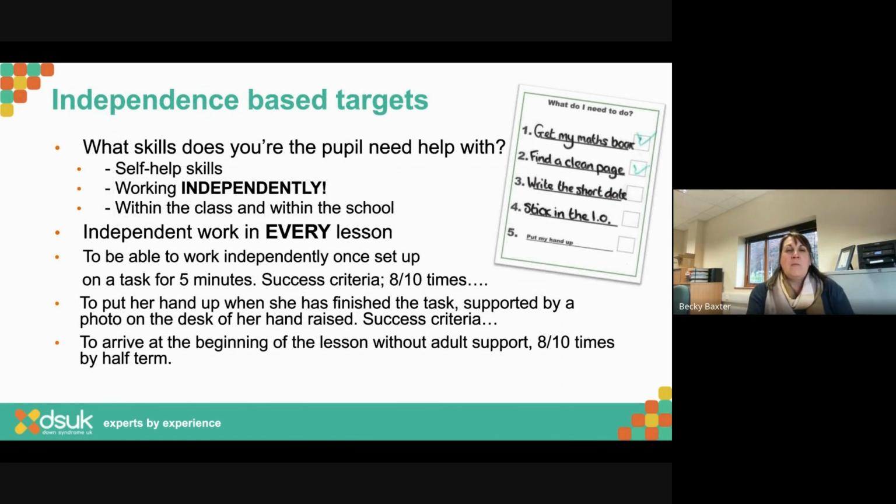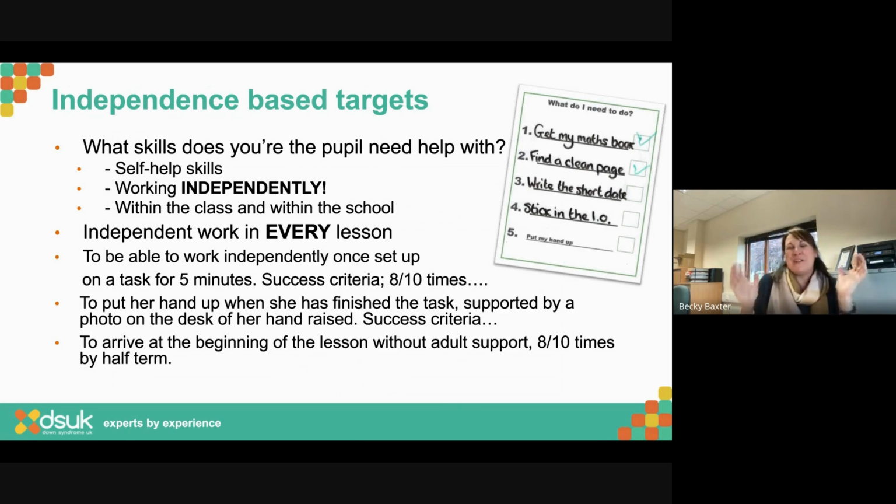Okay, so if we move away a little bit from the academic side of the target setting, my other big thing, which if you've been to any of these sessions you probably have picked up on, is about independence. So I'd always be looking for independence-based targets. Think about what skills your pupil needs help with.